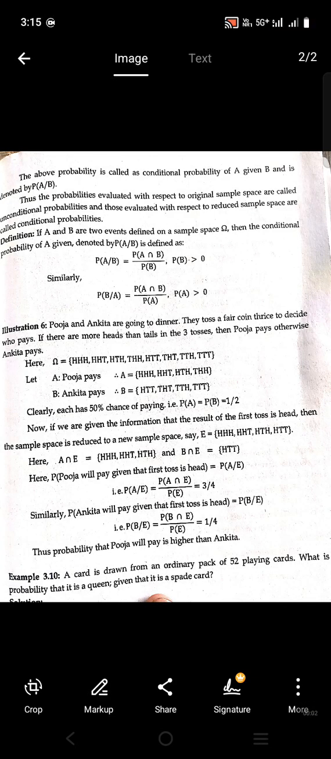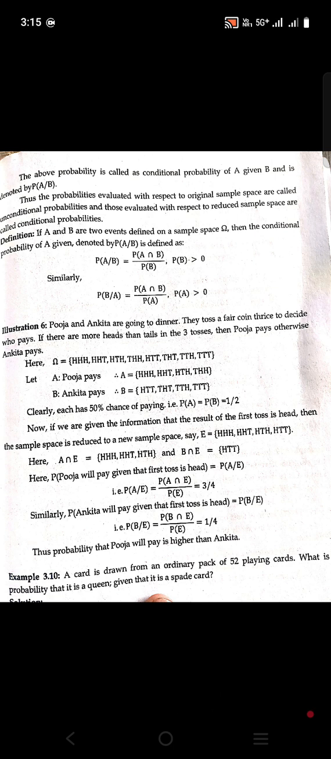Good afternoon. In the last lecture we studied the definition of conditional probability, and in this lecture we solve an example of conditional probability.